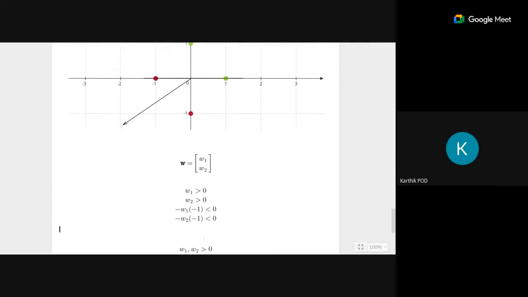I think for most of our questions, everything for us passes through origin, right? Can we confirm that here? So for us, all decision boundaries pass through the origin, right? We are confirming that, right? Yeah. If not mentioned, then assume that it's passing through origin.